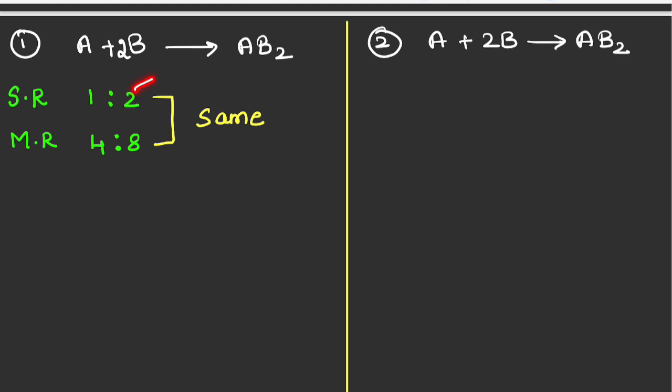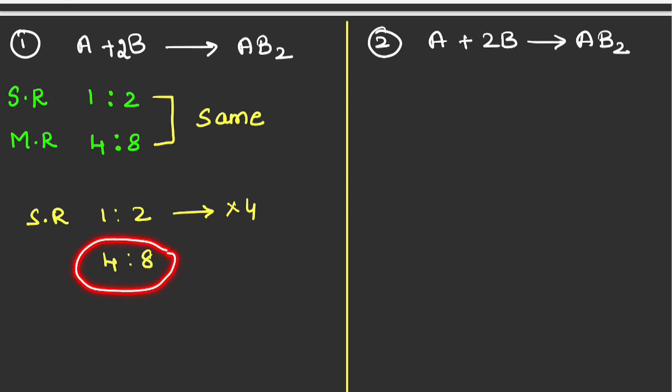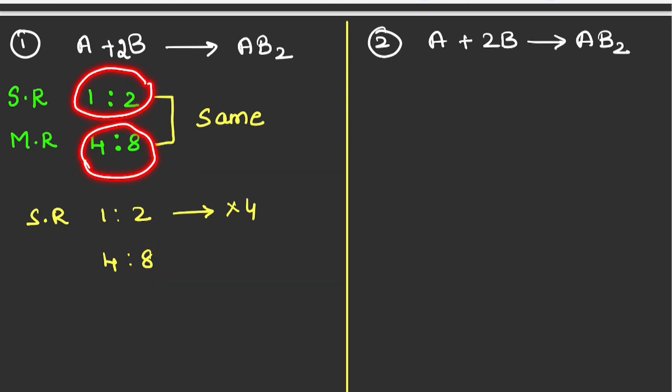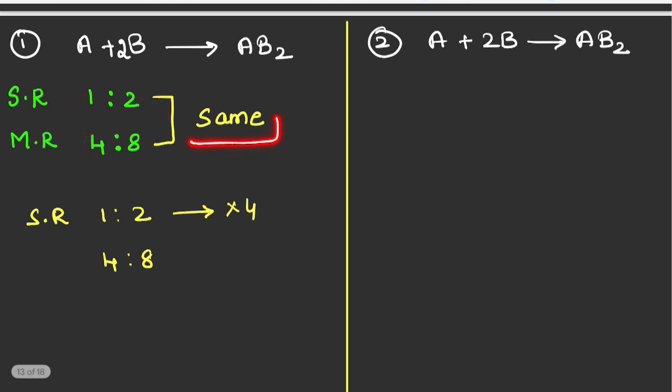Now I'll multiply with 4. Suppose the SR ratio is 1:2. If I multiply this with 4, what do you get? You will get 4:8. Correct. See now, this ratio and this ratio are the same. So multiply with some common number so that you get this ratio. When you multiply with 4, 1 fours are 4 and 2 fours are 8. Therefore we say that SR and MR are the same.